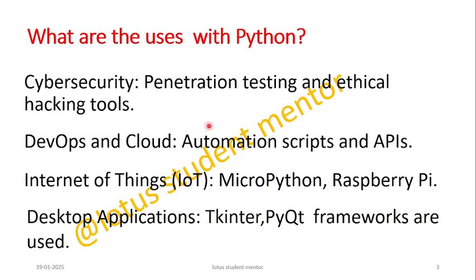Now, what are the uses of Python? There are various uses, and this high-level programming language is widely used. In cybersecurity, penetration testing and ethical hacking tools are used, and in DevOps, cloud automation scripts and APIs are used. Whereas in IoT, Internet of Things, the tools are MicroPython or Raspberry Pi. And for desktop applications, tkinter and PyQt frameworks are used.